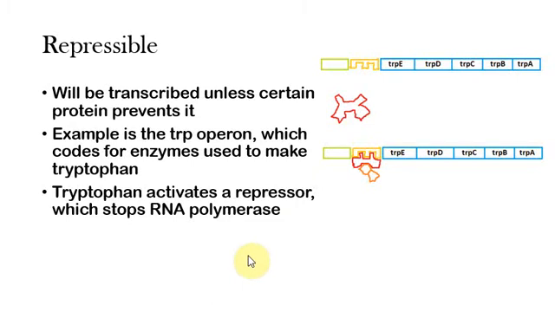Because it's a repressible operon, it can be turned off with the right conditions. In this case, it's tryptophan, and tryptophan will activate that repressor, which will then interact with this operator in order to stop RNA polymerase from transcribing this operon. And so that's why it's repressible, because normally it will be transcribed, but it can be repressed under certain conditions.